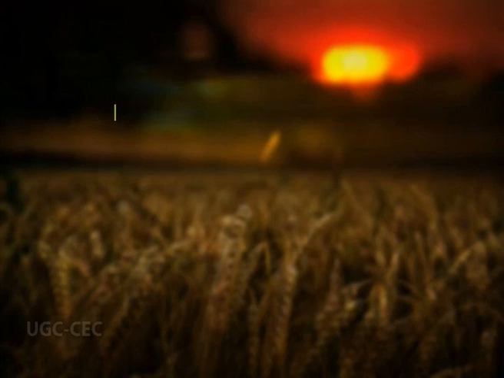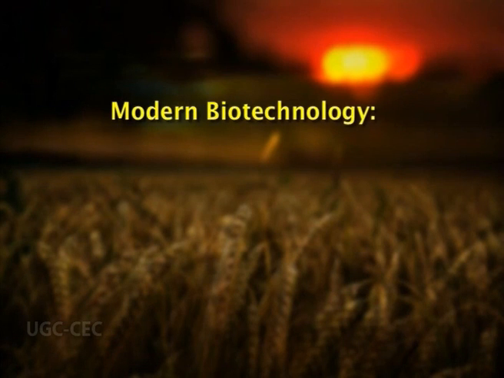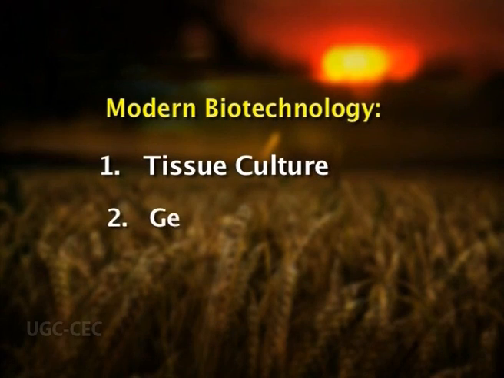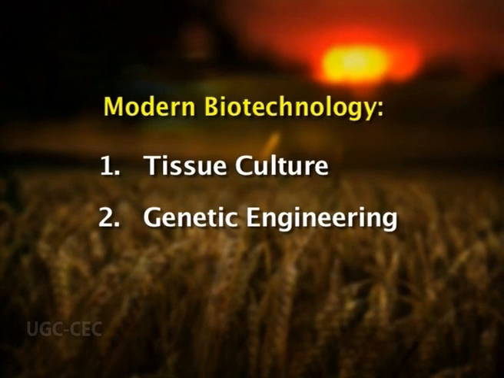Modern crop biotechnology includes a range of tools that scientists employ to understand and manipulate the genetic makeup of crop plants for use in the production or processing of agricultural products. Modern biotechnology has two well-established branches: number one, tissue culture, and number two, genetic engineering.